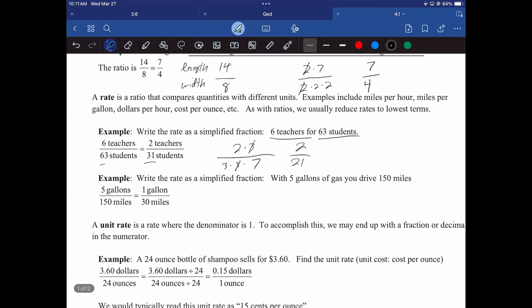Okay. So we can always write them as simplified fractions because it's a this many to that. So 5 gallons of gas, you drive 150 miles. For every 1 gallon, you got 30 miles. We're not changing the values because a ratio is the same thing as a rate. It's a this many to that.